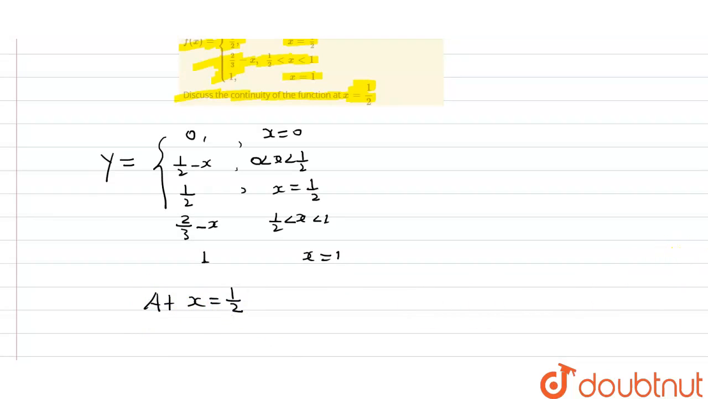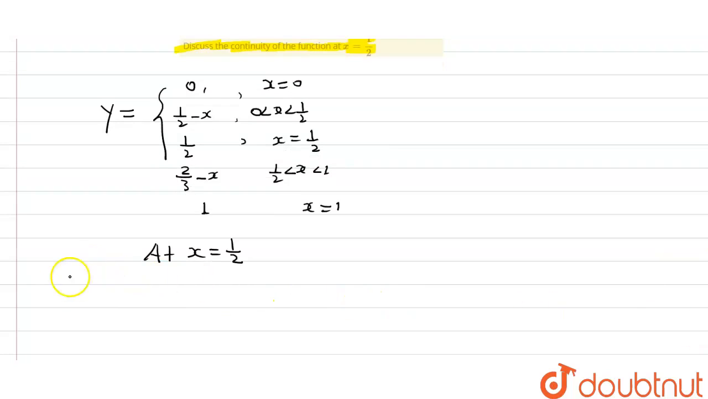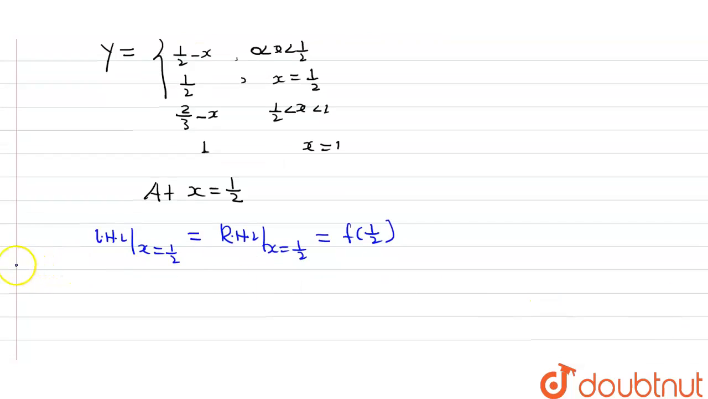As you know, for a function f of x to be continuous, the left hand limit at x equal to 1 by 2 must be equal to the right hand limit at x equal to 1 by 2, which must be equal to the functional value f of 1 by 2. Now we have to find the left hand limit at x equal to 1 by 2.